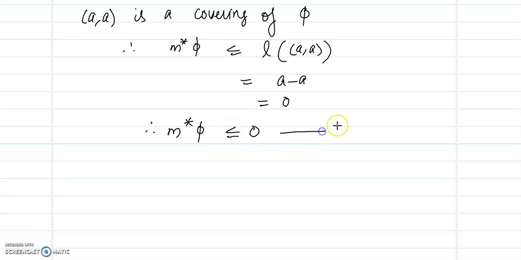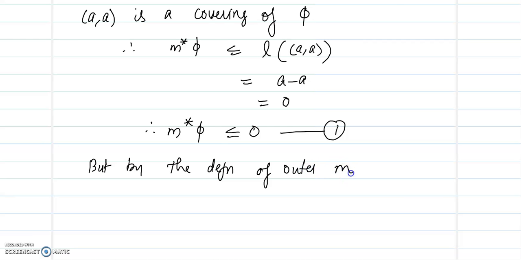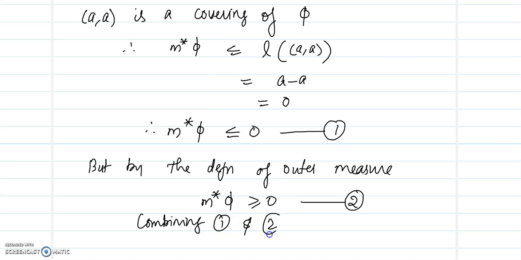So here you have less than or equal to. Let me call this equation 1. But from the definition of outer measure we first saw that m star of A will always be greater than or equal to 0. So m star of the empty set has to be greater than or equal to 0. So m star of the empty set is less than or equal to 0 and greater than or equal to 0. So combining 1 and 2, we get m star of the empty set equal to 0. So that is the first property.